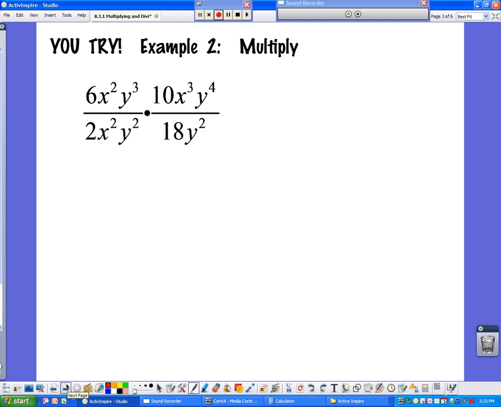Go ahead and pause the video and see if you can do this one on your own. Okay, the very first thing you need to do is see if we can simplify. I'm probably going to do this a little differently. Some of you may have seen the 6 and the 18, which is perfectly fine. But I could also say, wait a minute, I can divide this one by 2, and I can divide these by 2, so this ends up being 5, and if I divide this one by 2, 9.